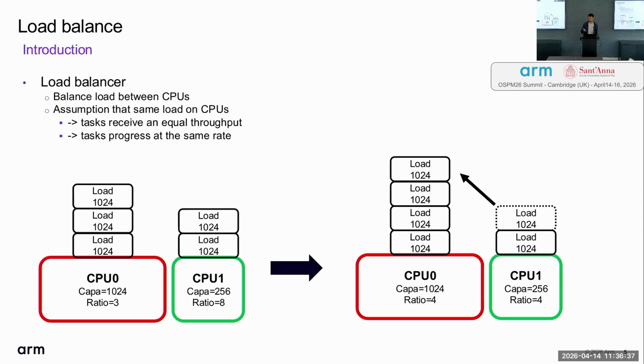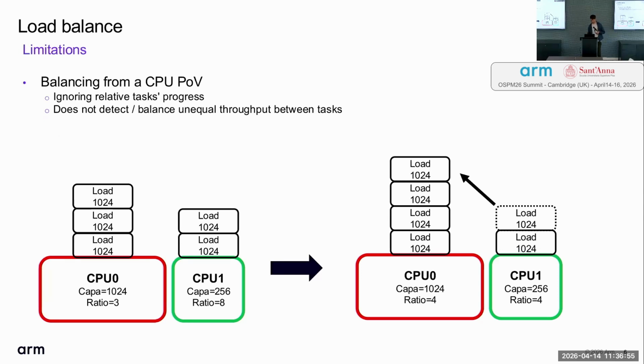Okay, so the load balancer is going to balance the load between the different CPUs regarding their respective capacity. This relies on the assumption that if we put the same load on each CPU, all the tasks are going to progress at approximately the same rate. This is a CPU view of what's happening, meaning that we don't actually see how each task is progressing individually. We just see everything from a CPU point of view, to try to balance the load. Individual task progress doesn't really matter or exist, actually.